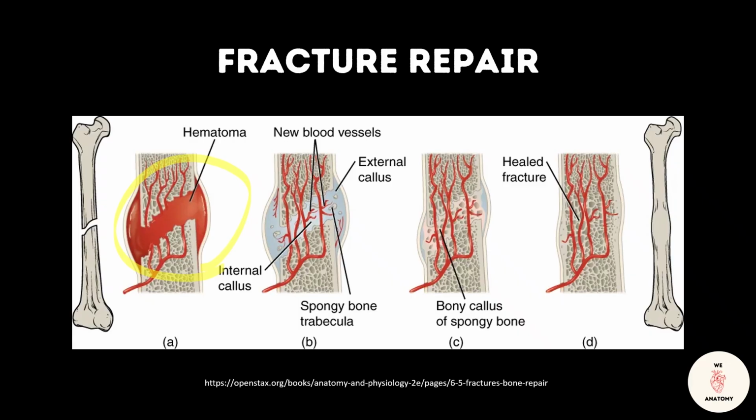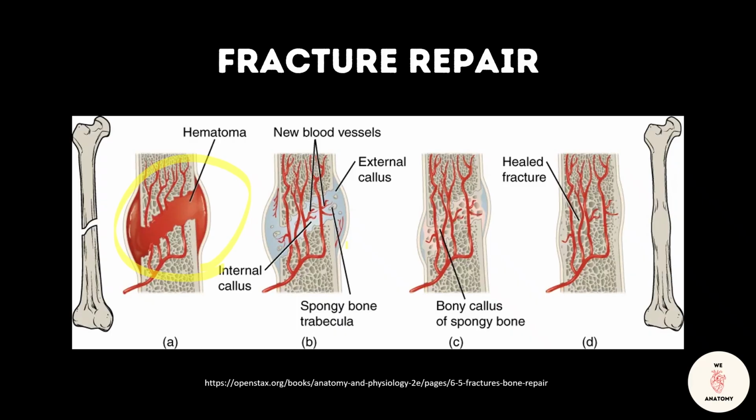Within about 48 hours, chondrocytes from the endosteum begin to produce cartilage and create an internal callus between the two ends of the bone, which helps to stabilize the bones. At the same time, the chondrocytes and osteoblasts from the periosteum begin to secrete an external callus made of hyaline cartilage and bone. You can see this in image B.